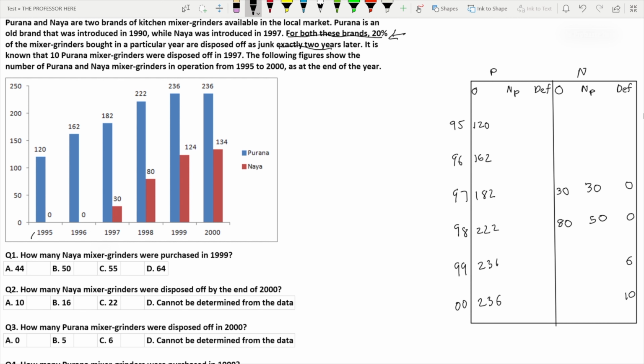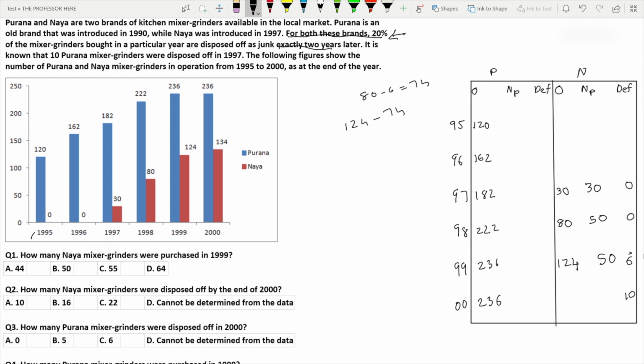There is 124 for overall active mixer grinders. Out of this, 80 is coming from the year 1998. By the end of the year 1999, 6 of them will go out of operation. So 80 minus 6 is equal to 74. Only 74 will remain from the previous years. So new purchases will be 124 minus 74, which is again 50.